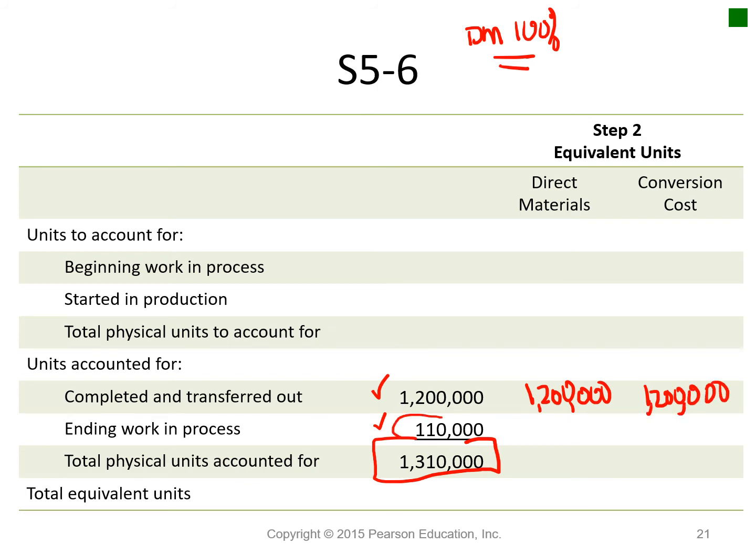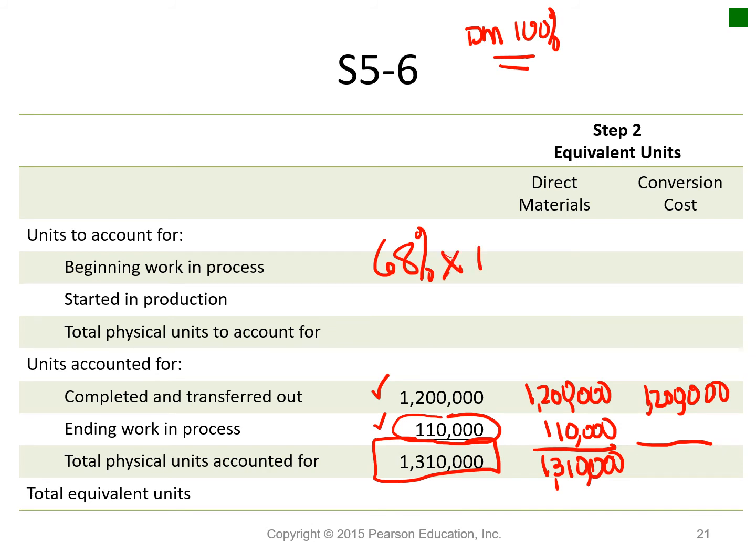And then regarding this ending work in process, that's also going to be 100% for materials, like I just said. So we already know that number for materials is going to be 1,310,000. The only question mark is what's going to be that number for conversion? And I believe the problem said it was 68% for conversion. And then you'd have to take that 68% and multiply that by the 110,000. That's going to give you the plug number there to get that equivalent unit for the ending WIP for conversion, and then you just add it together to get the total.